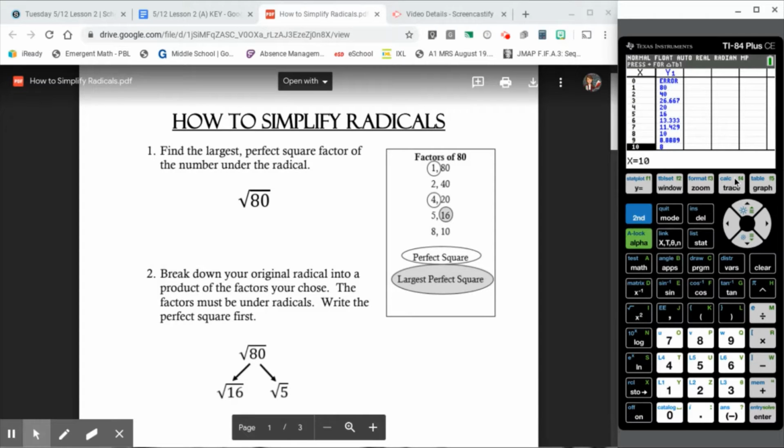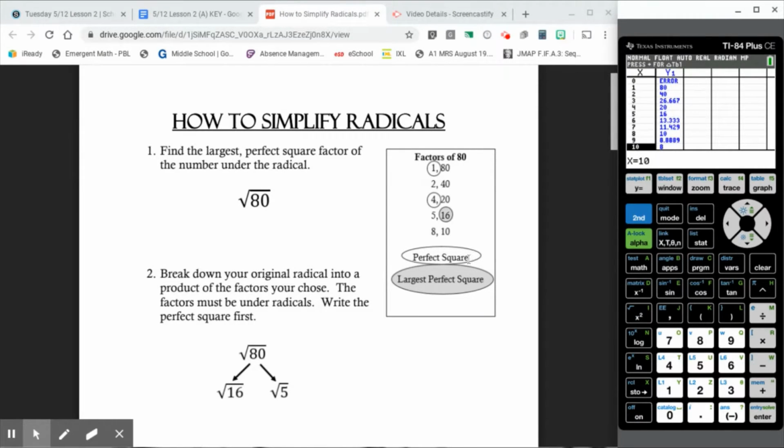So we have 1 and 80. You can see that on my calculator, 2 and 40, 4 and 20, 5 and 16, 8 and 10, 10 and 8. As soon as it starts to repeat, like 8 and 10 and then 10 and 8, you've already looked through all your factors. So I listed out my factors on the reference sheet and I circled all the perfect squares. Remember, perfect squares are numbers where when you take the square root, it comes out a nice whole number. So there's 1, 4, and 16. You have to identify the largest perfect square, which is 16 in this case.